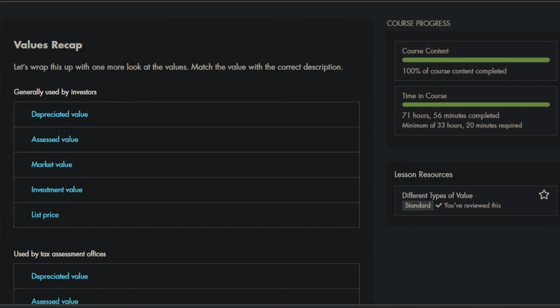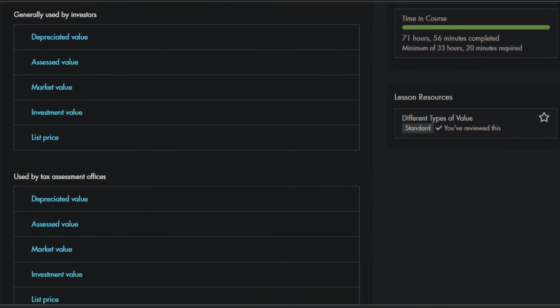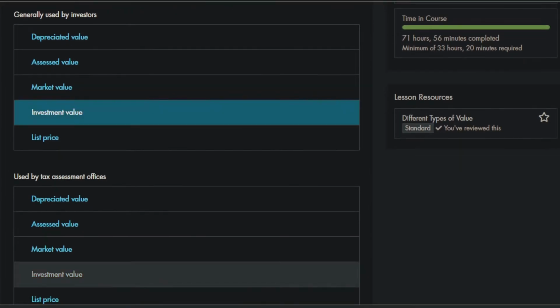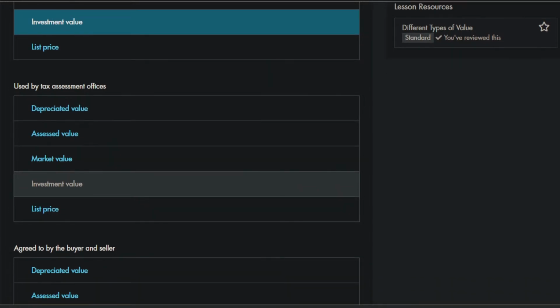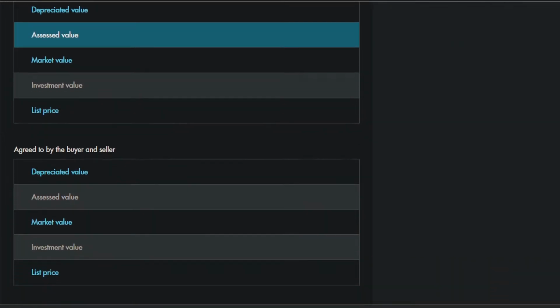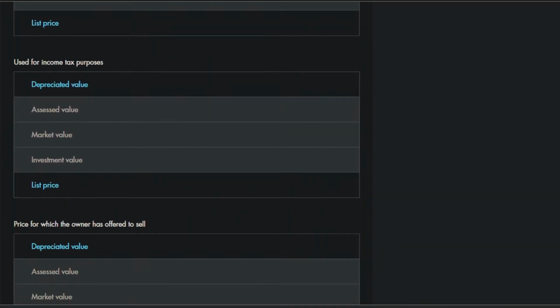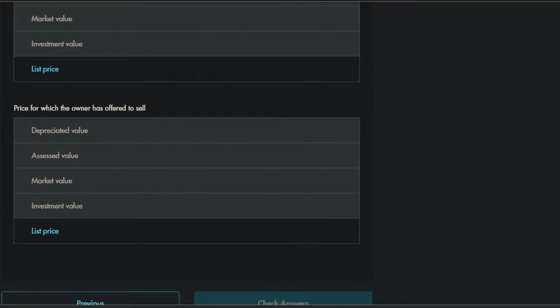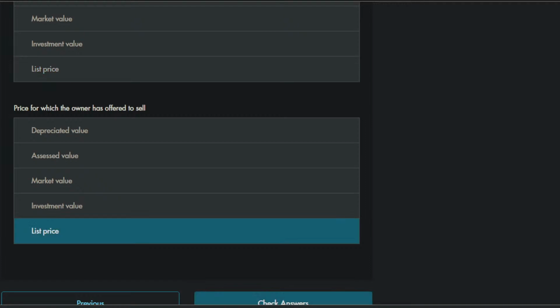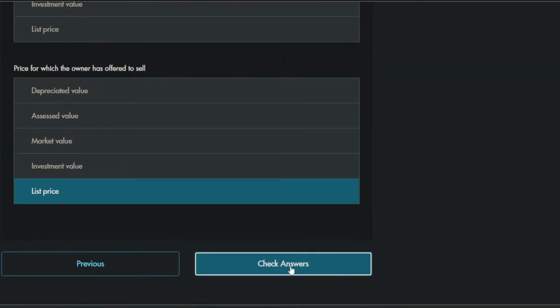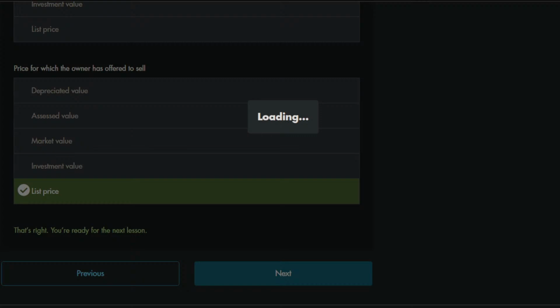Let's wrap this up with one more look at the values. Match the value with the correct description. Generally used by investors: investment value. Used by tax assessment offices: assessed value. Agreed to by the buyer and seller: market value. Used for income tax purposes: depreciation value. Price for which the owner has offered to sell: that's our list price. So this is just kind of a vocabulary lesson, if you will.